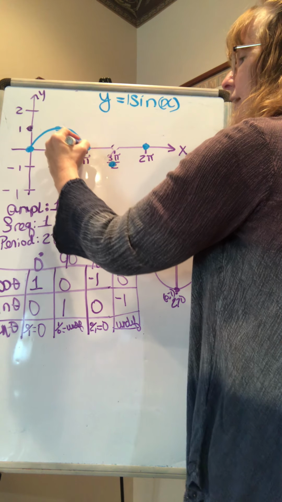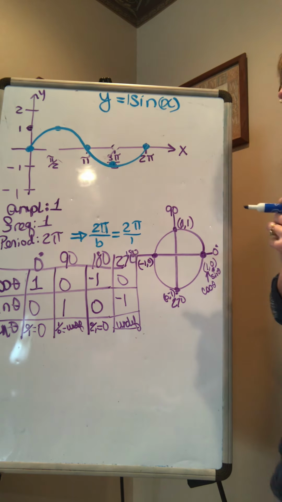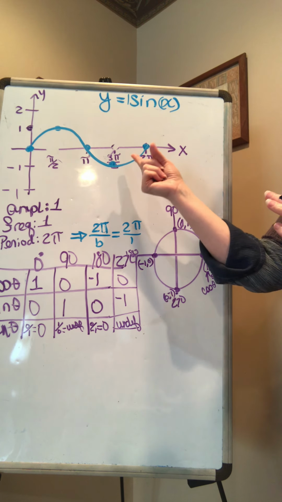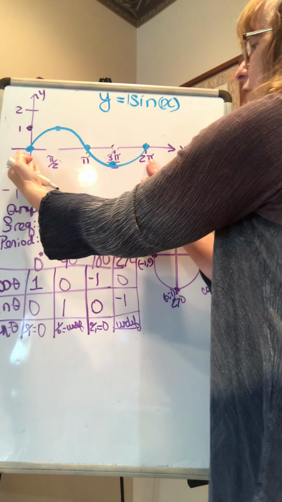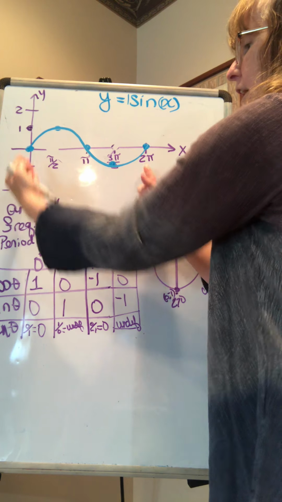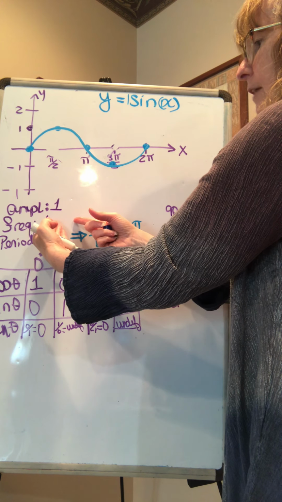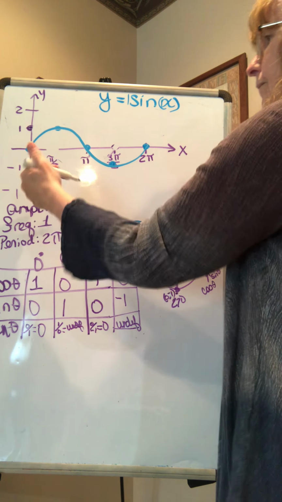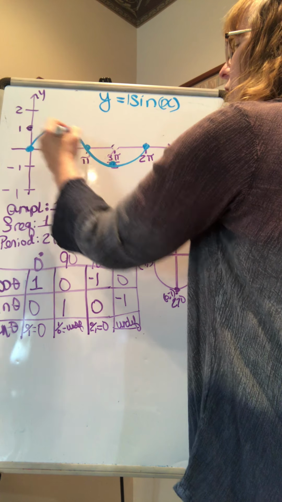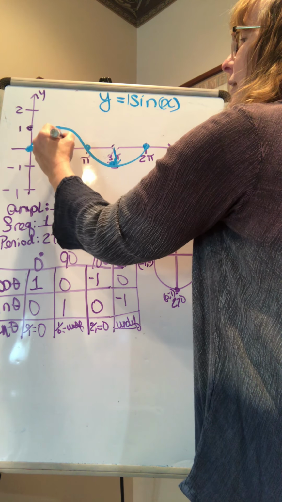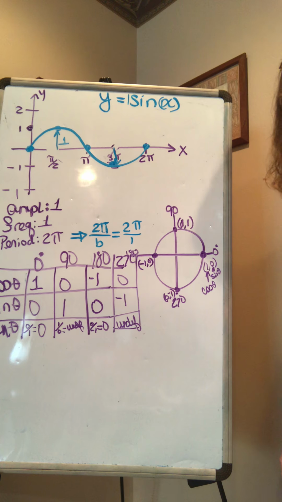So here is my sine curve. This is 1 full curve between 0 and 2 pi. I see 1 full curve. My period is 2 pi, my frequency is 1, and my amplitude, going up or going down, is a distance of 1. So there's my height.